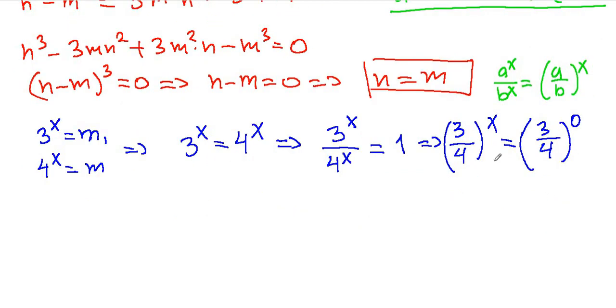Now we see that the bases are the same. We can equate exponents. So here we get x is equal to 0. So this is our final answer.